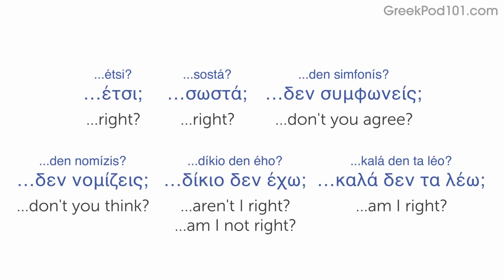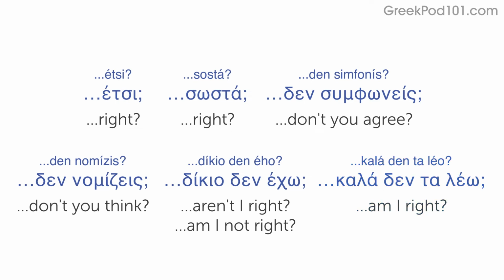Finally, some other common tag questions in Greek are έτσι, right? Σωστά, also right. Δεν συμφωνείς, don't you agree? Δεν νομίζεις, don't you think? Δίκιο δεν έχω, aren't I right? Am I not right? Καλά δεν τα λέω, roughly, am I right?